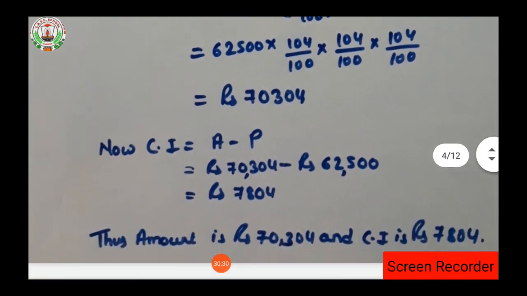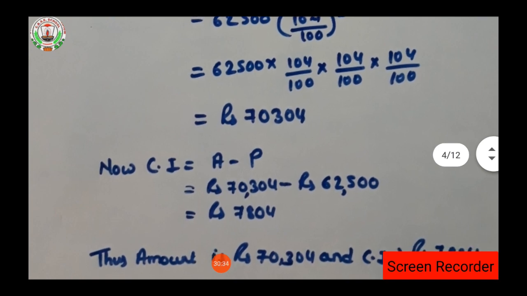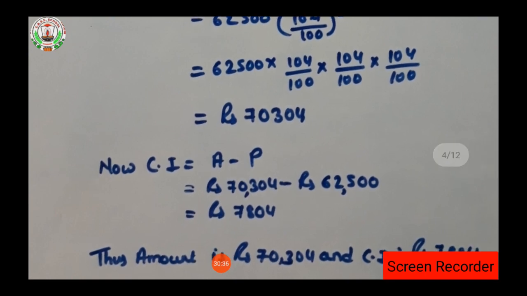Okay, in the same way, what is compound interest? Amount minus principal. So what amount are we having? Amount is 70,304 minus 62,500. So what compound interest did we get? That is 7,804. One more thing, students, be careful that whenever the question is given as half yearly, compounded annually or quarterly, we have to start solving from the amount itself.